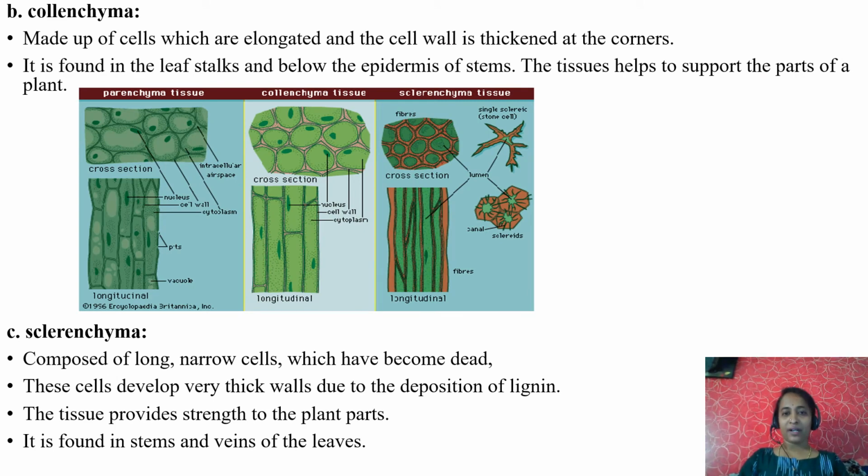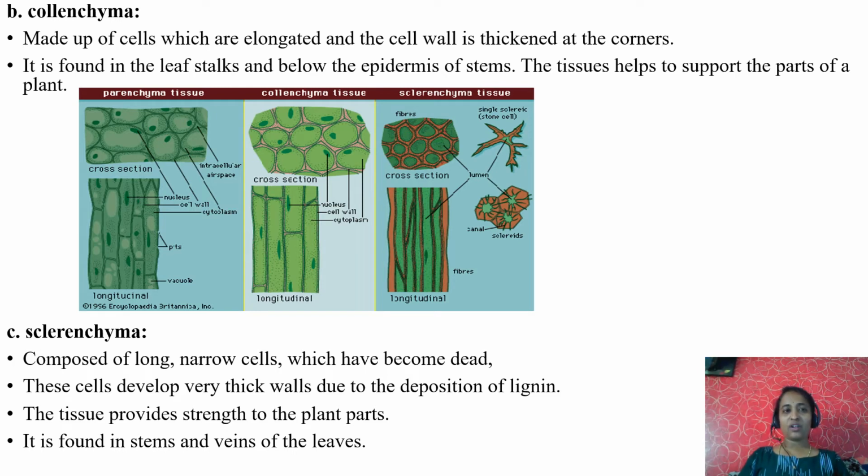Next, collenchyma. What is the function of collenchyma? It is made up of cells which are elongated and the cell wall is thickened at the corners. Can you see the cells? Collenchyma, the middle one, collenchyma tissue. The cells are cylindrical in nature, arranged vertically, and the cell wall is very thick, especially at the corners. It is found in the leaf stalk below the epidermis of stem.